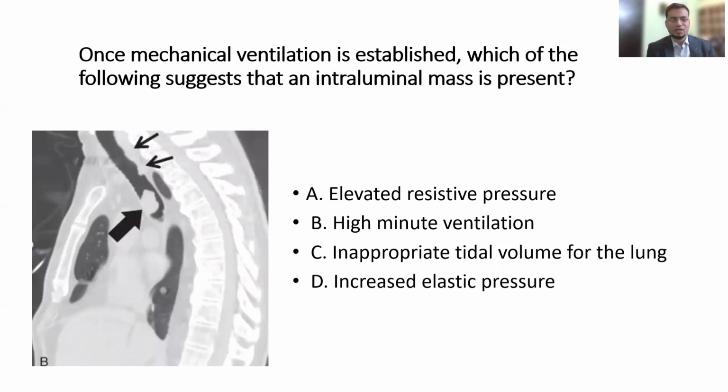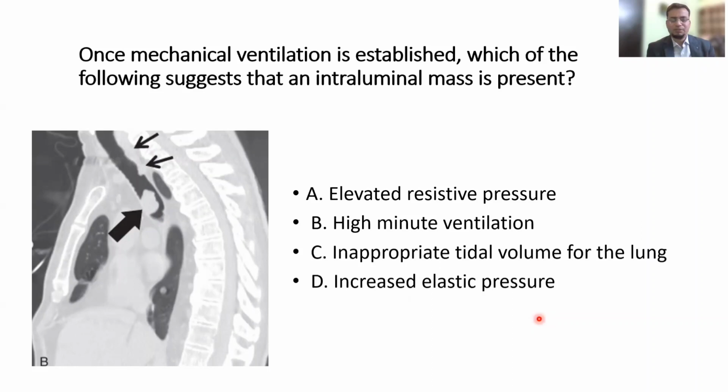Now here is a question for you. Once mechanical ventilation is established, which of the following suggests that an intraluminal mass is present? Look at this sagittal CT scan of the thorax where you see this is the bronchus. Here is an opacity, and that is probably a mass inside the lumen of one of the main bronchi. So what is the problem then? How will it present? Will it present with elevated resistive pressure, or high net ventilation, or inappropriate tidal volume for the lung, or increased elastic pressure? What should be the answer?